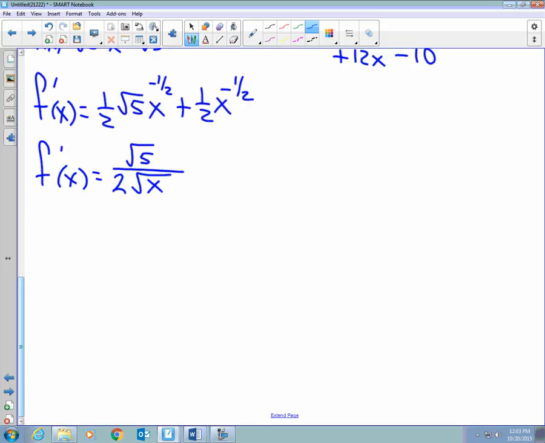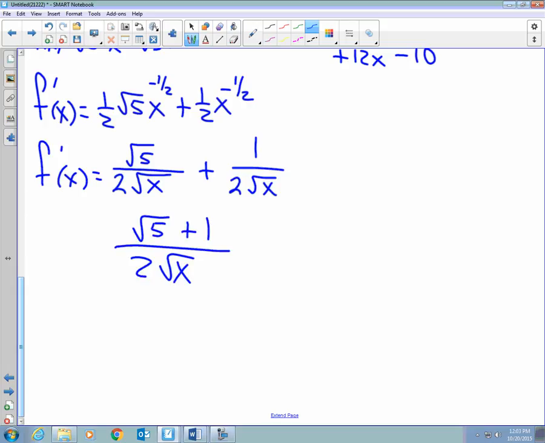Right? X to the negative 1/2 is 1 over the square root of x. The 2 is in the denominator. Square root of 5 is in the numerator. Plus 1 is in the numerator here. And then 2 roots of x is in the denominator. Do those have the same denominator? Yeah, so I'm just going to combine them together. Get square root of 5 plus 1 over 2 roots of x. That's that. Worksheet is your assignment.